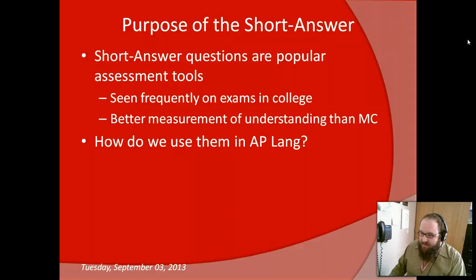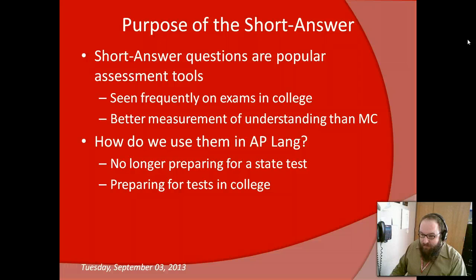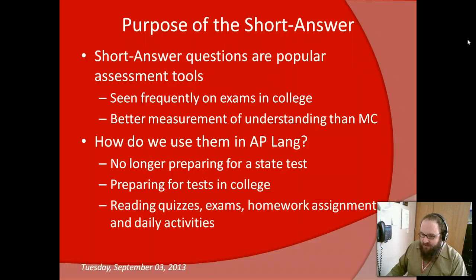How do we use these in AP Lang? Well, we're no longer preparing for that state test, but we are preparing for tests in college. Remember, this is a college prep class. So it's important that we practice the art, so to speak, of answering short answer questions.